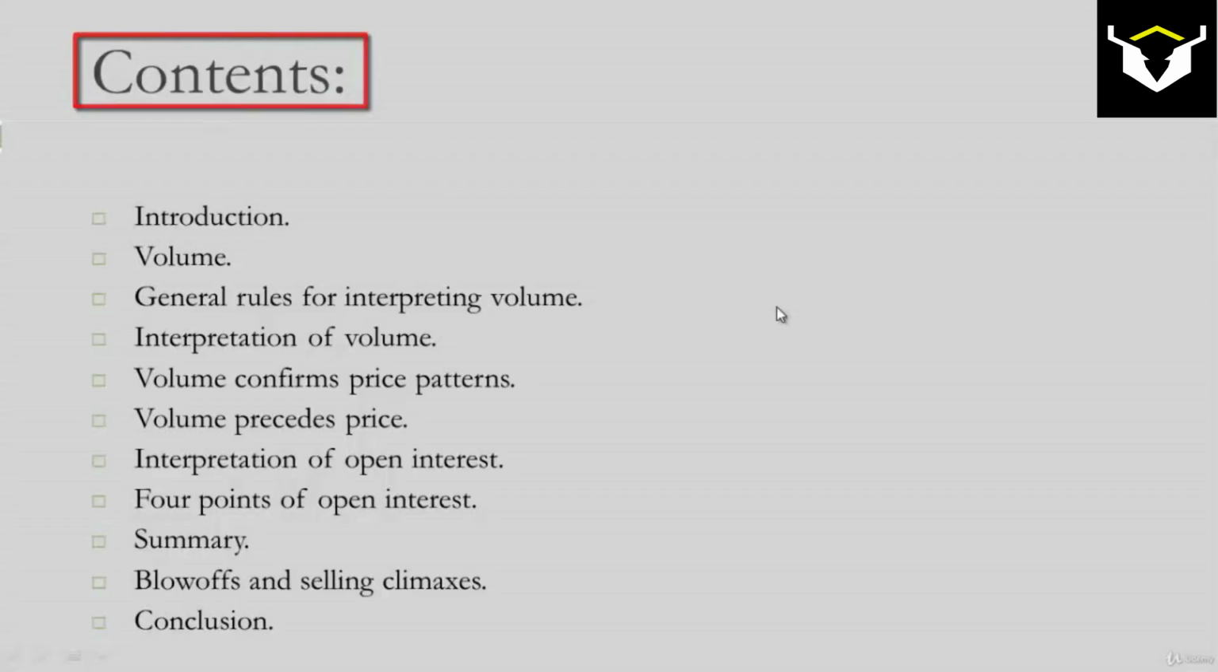In contents, we have introduction followed by volume, general rules for interpreting volume, interpretation of volume, volume confirms price patterns, volume precedes price, interpretation of open interest, 4 points of open interest, summary of everything we have learned. Finally, we will learn about blow-offs and selling climaxes and how volumes and open interest play an important role in identifying them. And then we will conclude our current tutorial.